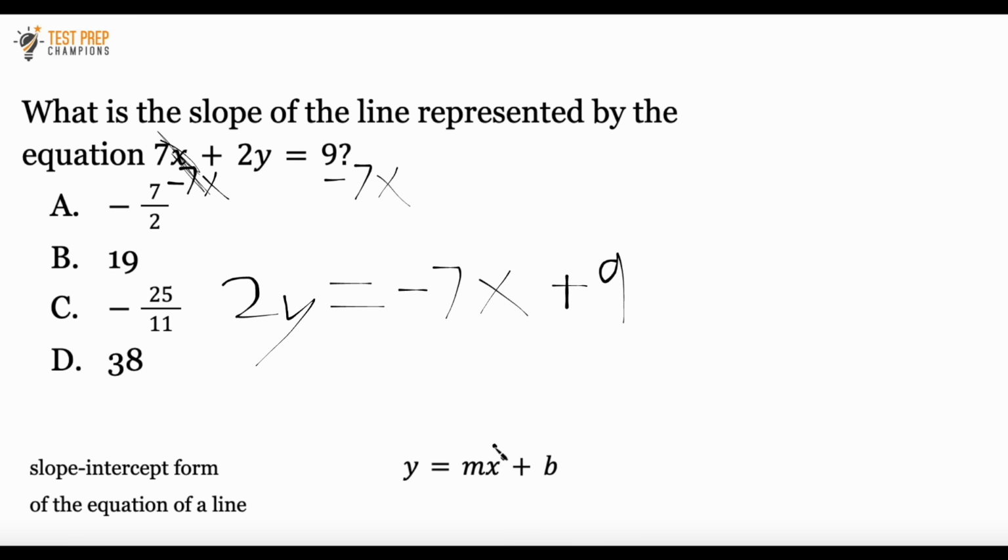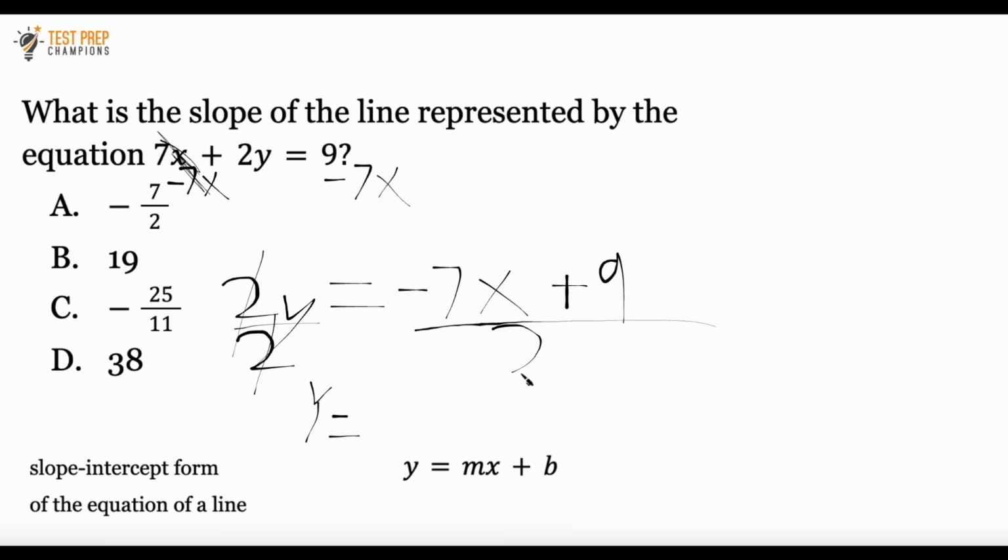So now what I want to do is try to get the y by itself, because right now I have 2y. So I'm going to divide by 2 over here. And when I do that, 2 divided by 2 is 1. So I'll be left with just y on the left-hand side. So what I want to do over here is also divide by 2.